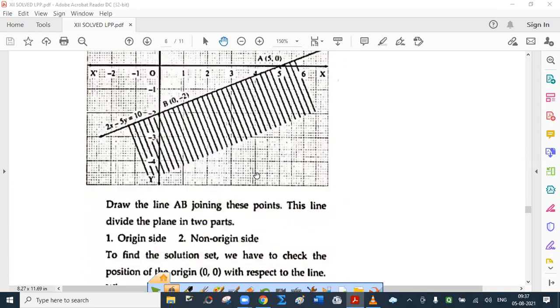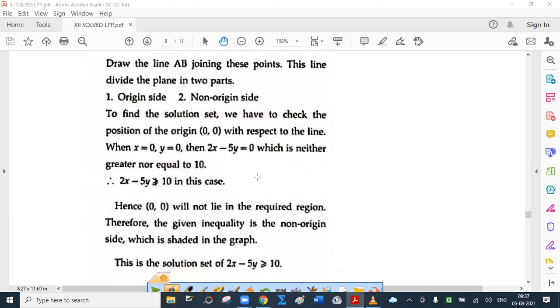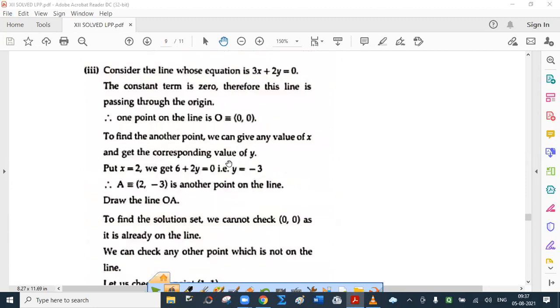Now third one. I will not explain this, I will not read this. Consider the line whose equation is 3x plus 2y equal to 0. The constant term is 0, therefore this line is passing through origin. So one point on the line is (0, 0). To find another point, we can give any value of x and get the corresponding value of y.